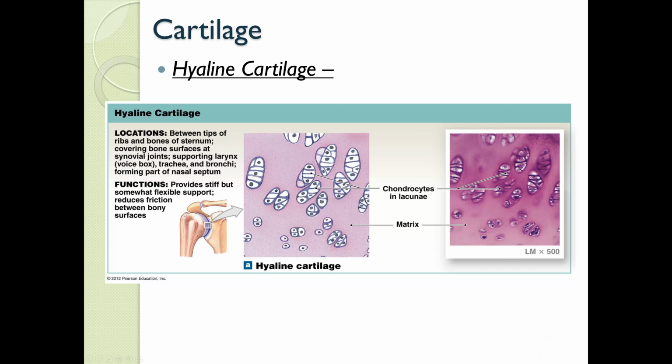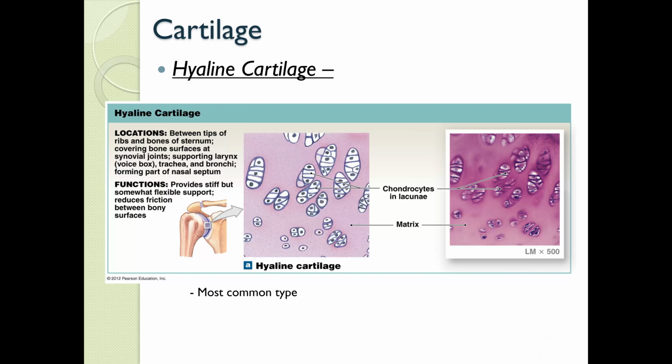So in this image is a picture of the shoulder joint. So hyaline cartilage would be the cartilage that lines the ends of the bones at that joint. It can also be found supporting the larynx, which is the voice box, the trachea and bronchi of the respiratory system. And it forms that cartilage part of your nose. So the nasal septum that divides your left and right nostril is made up of hyaline cartilage. So hyaline cartilage provides stiff but flexible support, and it also reduces friction between bony surfaces.